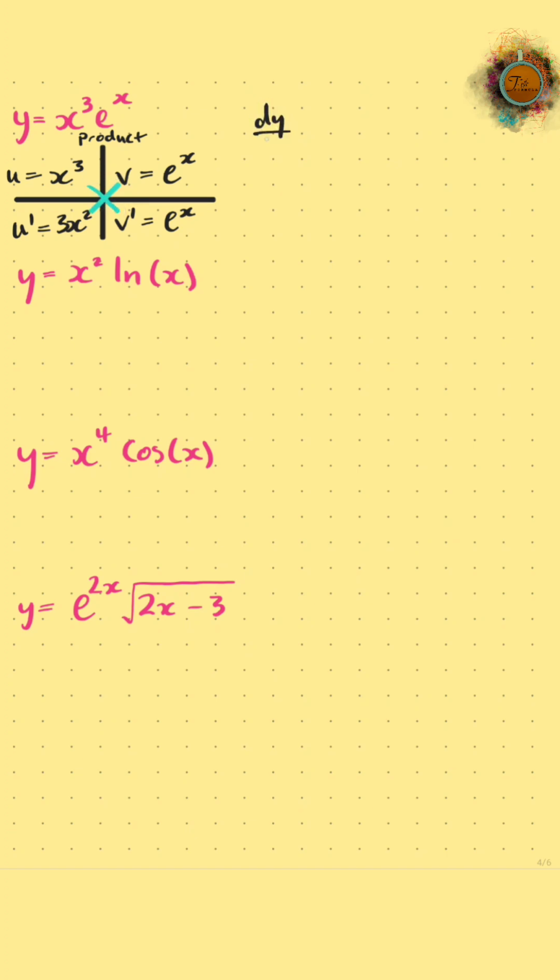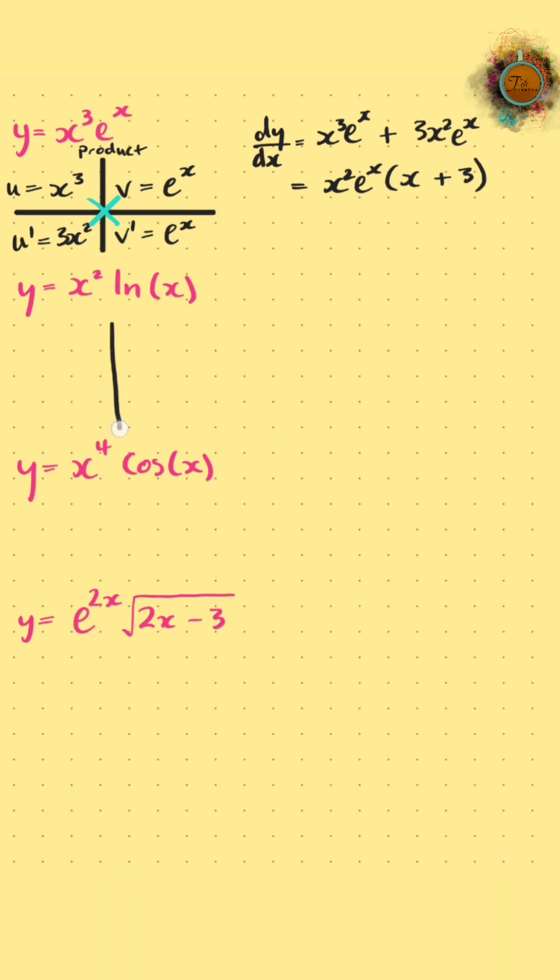So we'll just write dy by dx. Top left to bottom right, x cubed e to the x, and we're going to sum the 3x squared multiplied by e to the x. And there you have it. Of course, you can go on and factorize out. Okay, so x squared e to the x is coming out, and we're left with an x plus 3, and that's the derivative.